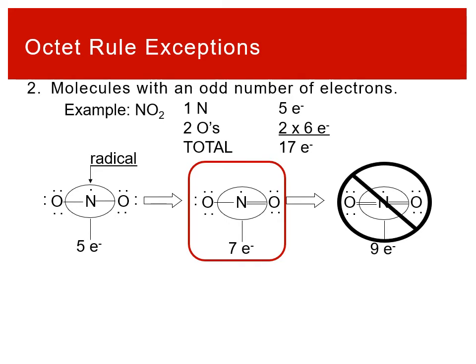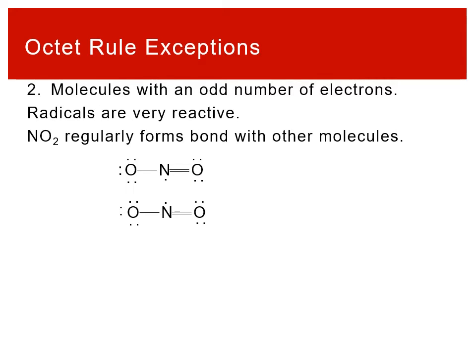And so this ends up being a reasonable Lewis structure for an NO2 molecule. It's nitrogen, there's a double bond on one side, a single bond on the other side, so it's resonance. But importantly, there's an unpaired electron on the nitrogen. And so NO2 molecules are radicals. And so radicals are very reactive.